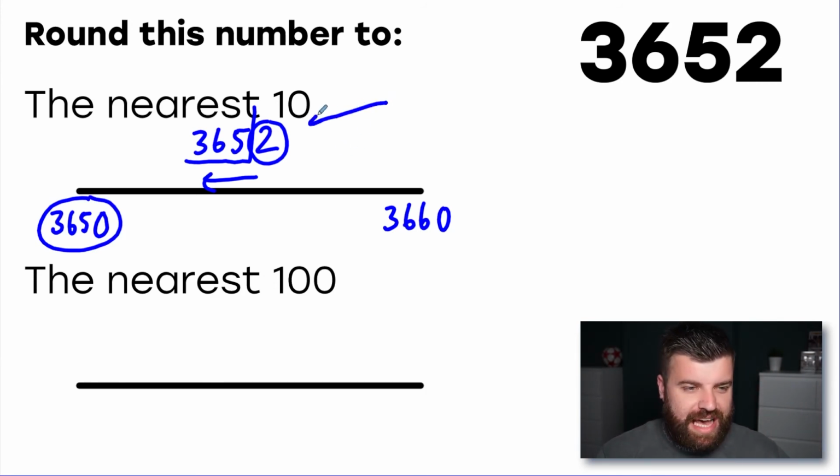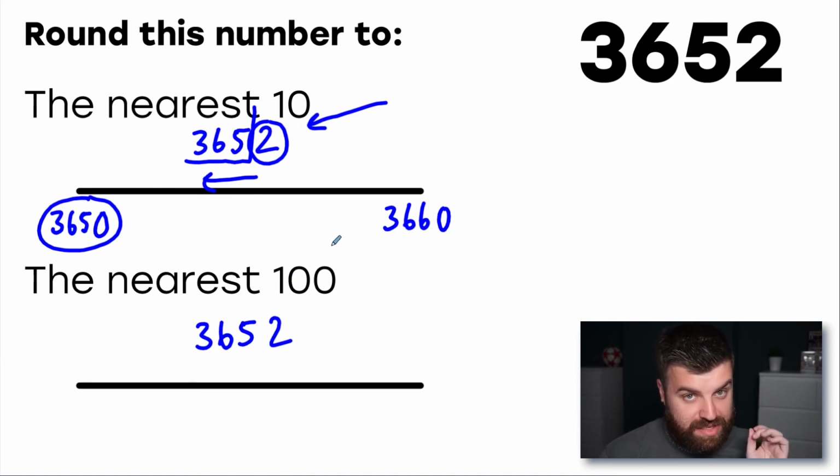Now I want to do something to the same number. Should I annotate this number again? No, it will get really messy. Write the number out again, 3,652. Now this time I'm rounding to the nearest 100. So I'm going to underline my number until I get to the hundreds column. So this is the thousands and the hundreds. Now I'm going to stop.